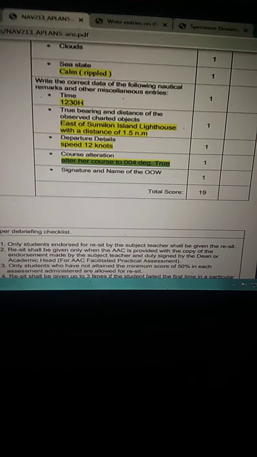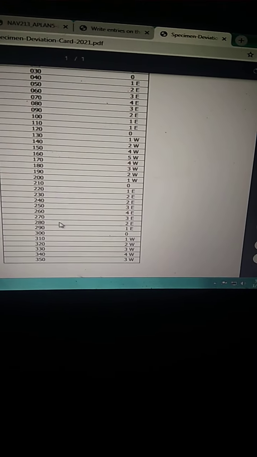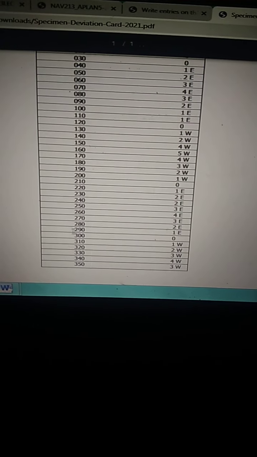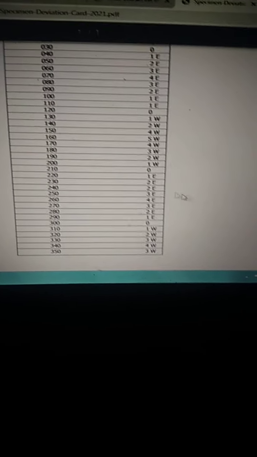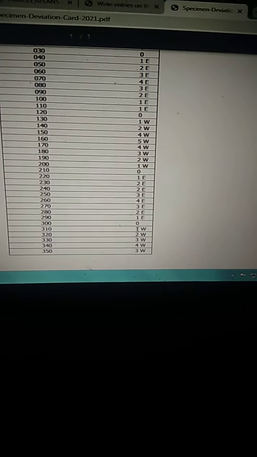The next one is deviation. How do we find our deviation? So we need a deviation card, and our bearing is 309 degrees and it is almost at 310 degrees. So we get it as 1 degree west?